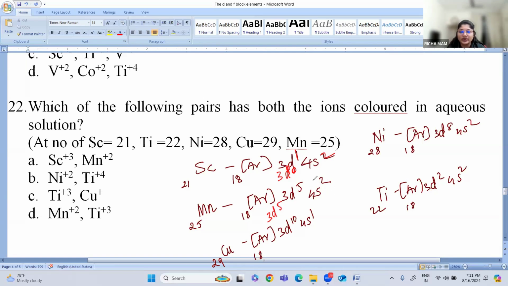So 2 electrons will be lost from here. Then what? Nickel plus 2. Here it will be a 3d8 system. Okay, how many electrons are there? That we will see.